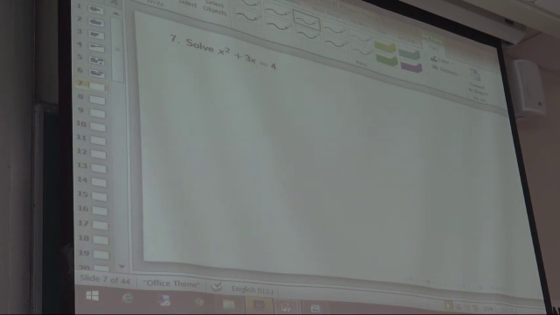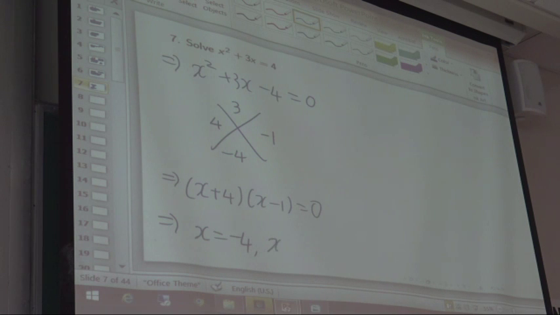So solve x squared plus 3x equals 4. Then we change the form into x squared plus 3x minus 4 equals 0. Now we can do the factorization. The product is negative 4 and the sum is 3. We get 4 and negative 1. Then we can make this x plus 4 times x minus 1 equals 0. So we get x equals negative 4 or x equals 1, and these are the solutions.